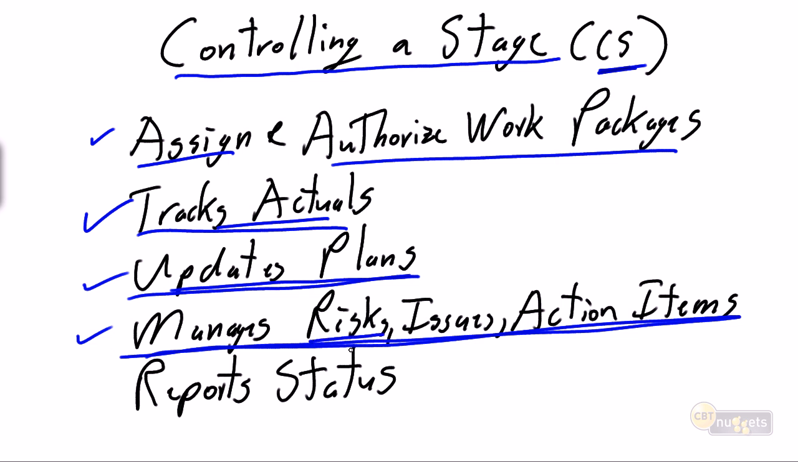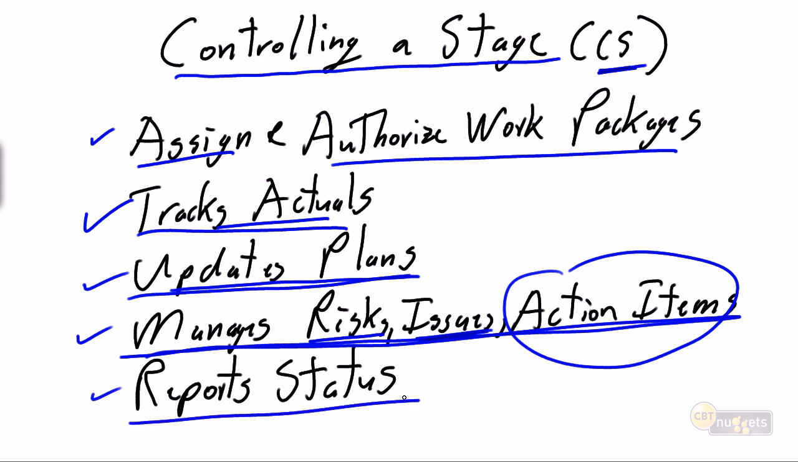Proactively managing risks, dealing with project issues as they come up, and dealing with them as quickly and effectively as possible so that they have a minimal impact on our project. Tracking and managing all action items, all of the things that we promised to do, we track and manage them through project completion. And finally, we report status, full, honest, complete status to our senior management so that they're aware of the project status.